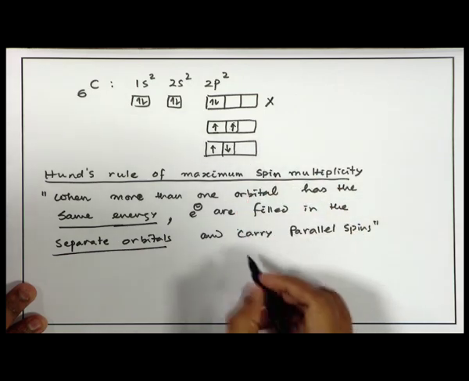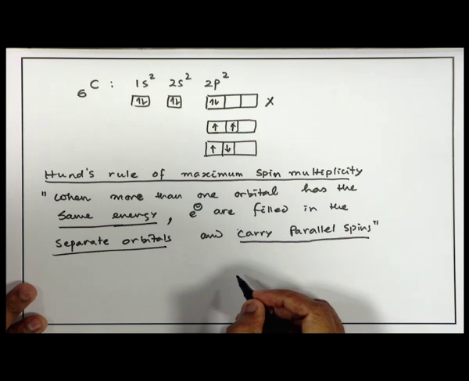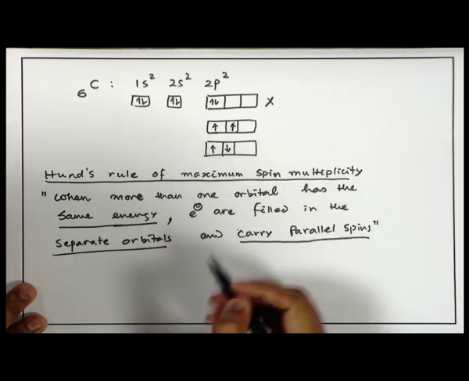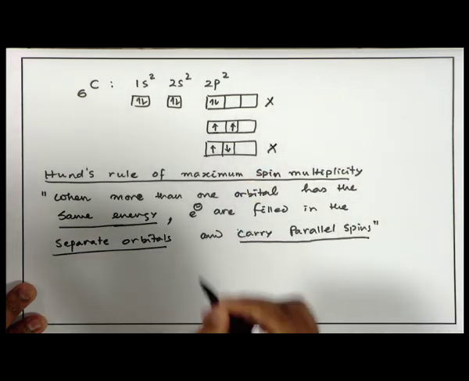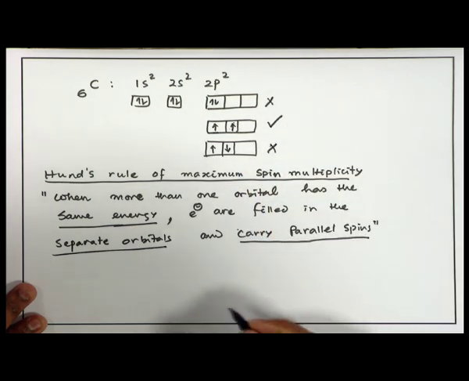In the third case also I have filled them in separate orbitals, but I made another mistake, and that mistake is that they do not carry parallel spin, they carry opposite spin. So, this is again a violation of Hund's rule. So, of the 3 possibilities, this one is the correct one.